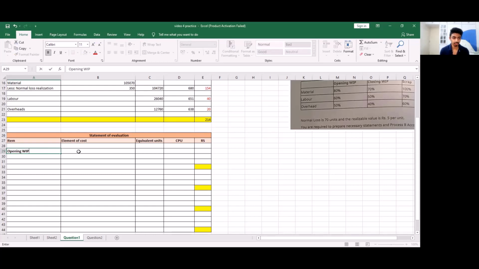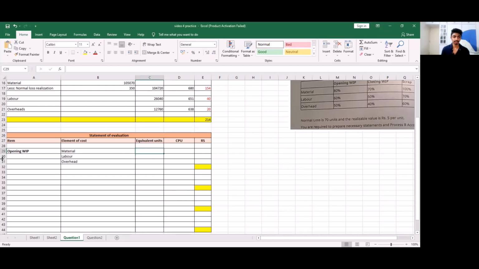Then our element of cost becomes our different parts of the process. To find the cost of opening work in progress, we need to add the cost that it takes in our material part of the process, labor part of the process, and overhead part of the process. So our element of cost becomes material, labor, and overhead. So we have material, labor, and overhead. Our equivalent units we will take from our statement of equivalent production.